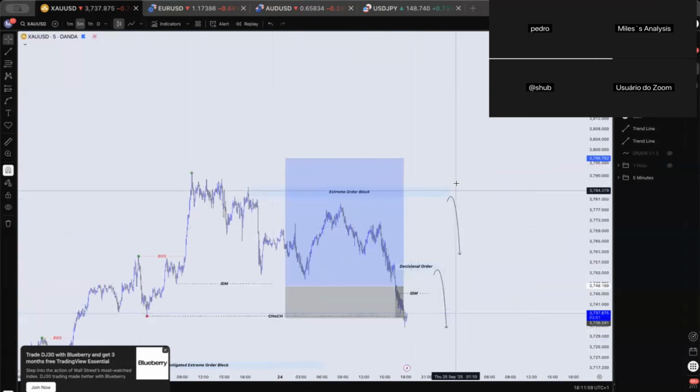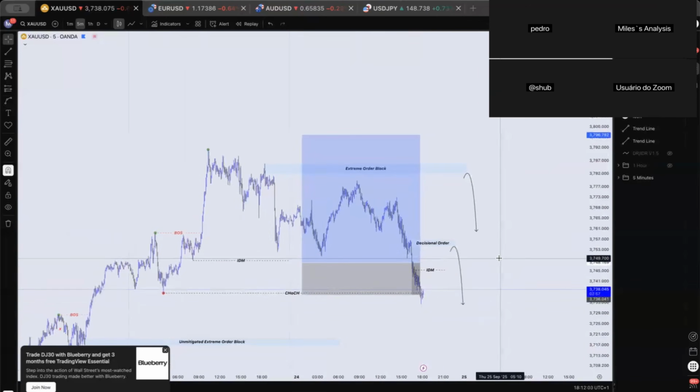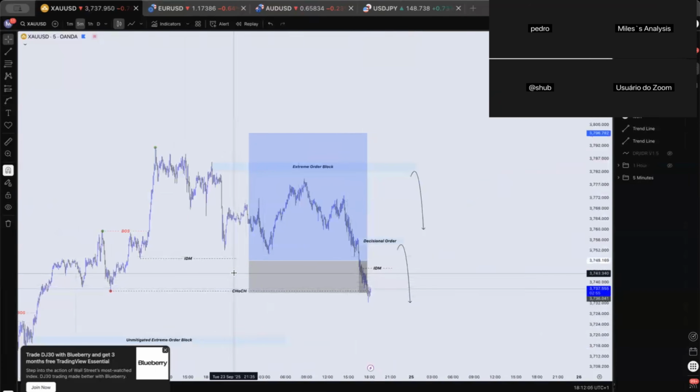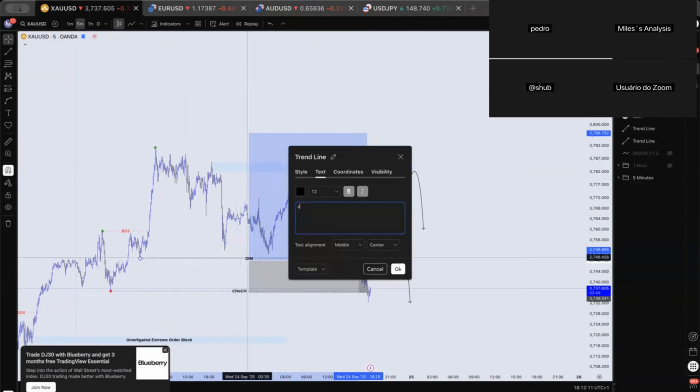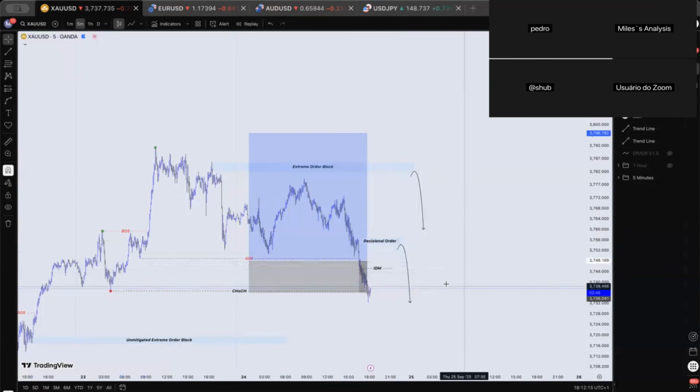So I'll wait for price to go all the way up here, or price will create another structure. And then I'll start looking for shorts on gold. But as of now, I don't have any valid entry setup that can be mitigated today on gold. So I'll just be watching price delivered and be patient enough to wait for the next setup.